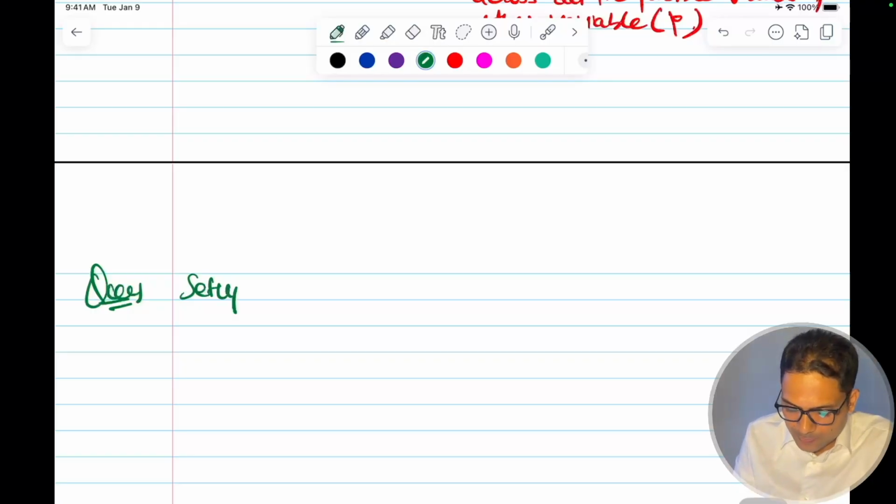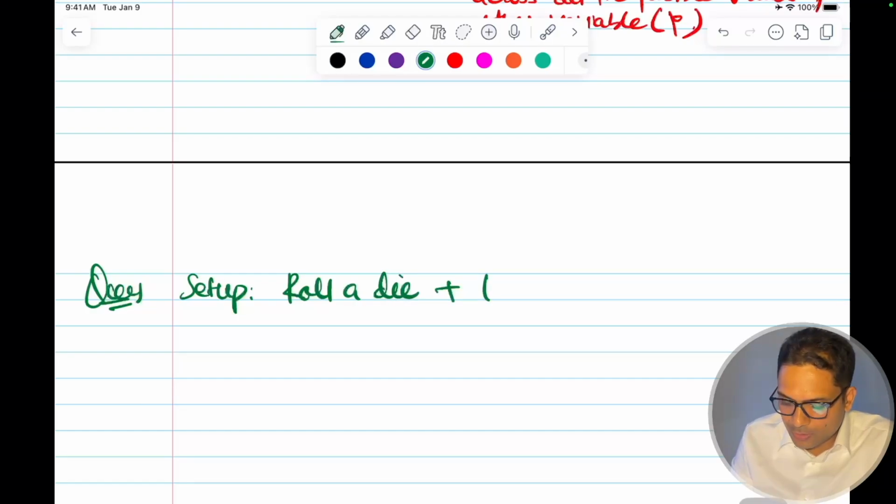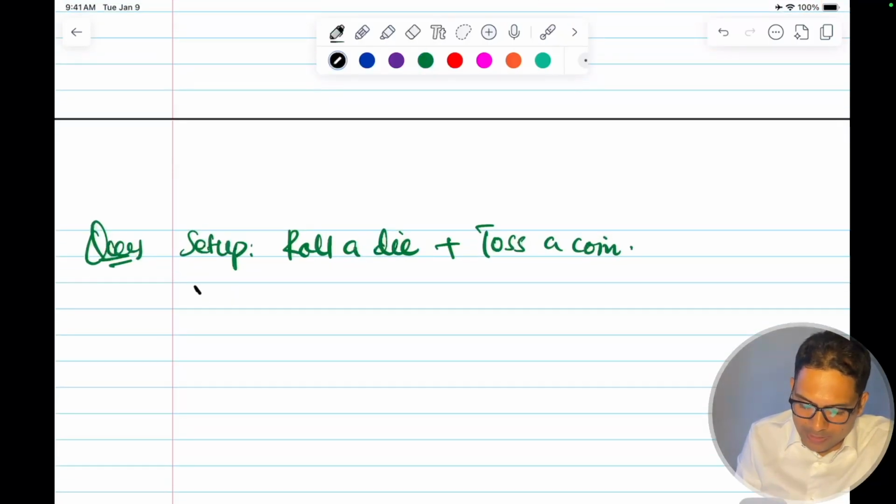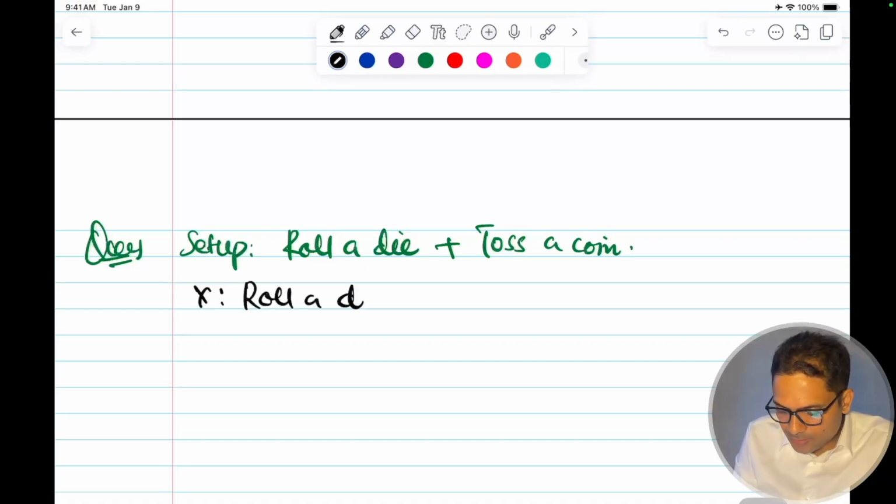The setup is: roll a fair die, plus flip a coin. So I'm doing two things, roll a die plus toss a coin. I'm modeling this using two random variables. X is the roll of a die.